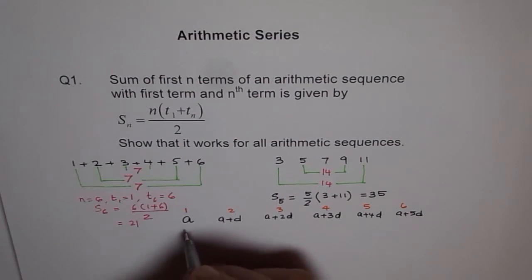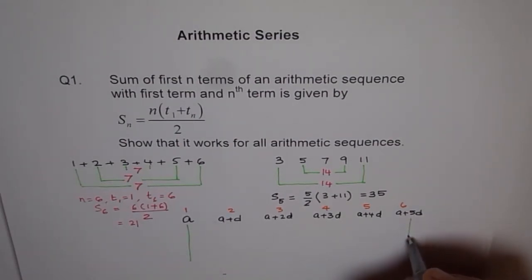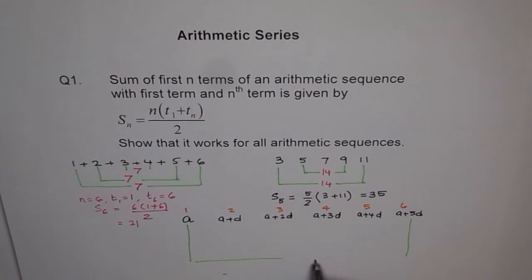Now here we will add the first term with the last term. So what do you get when you add these two terms? A plus A, 2A. 2A plus 5D, correct? So that is what you get. So 2A plus 5D. So let me write A plus D, which is 2A plus 5D. Is that okay?